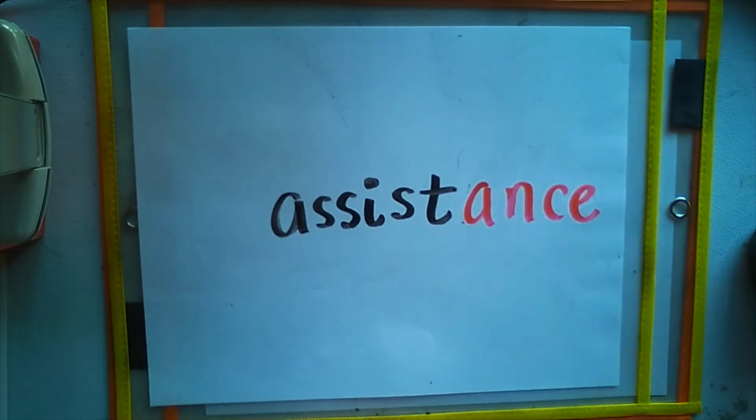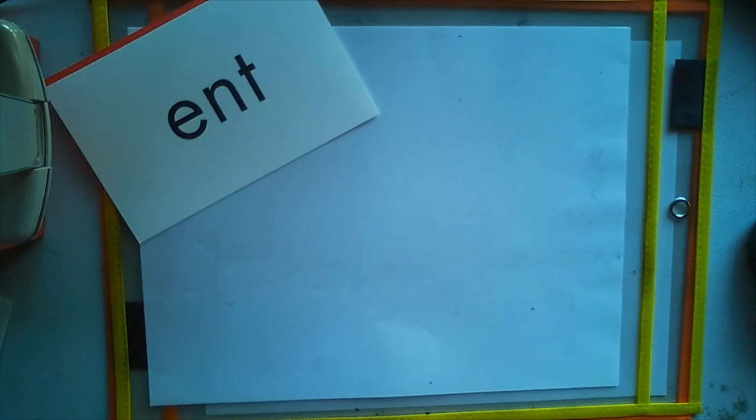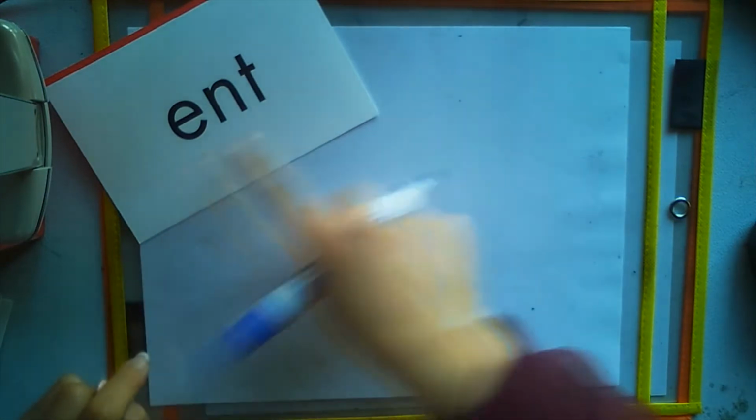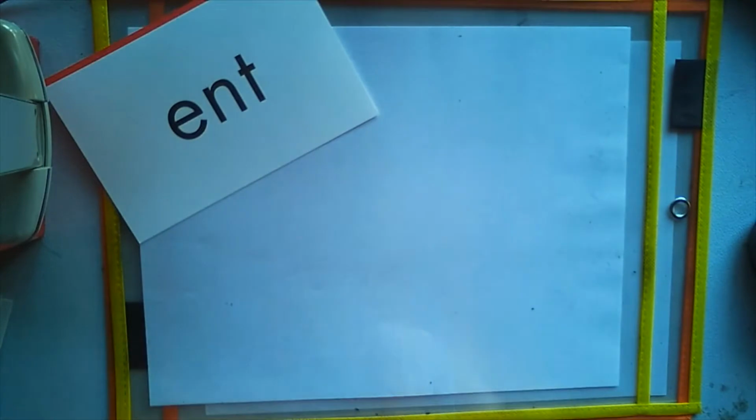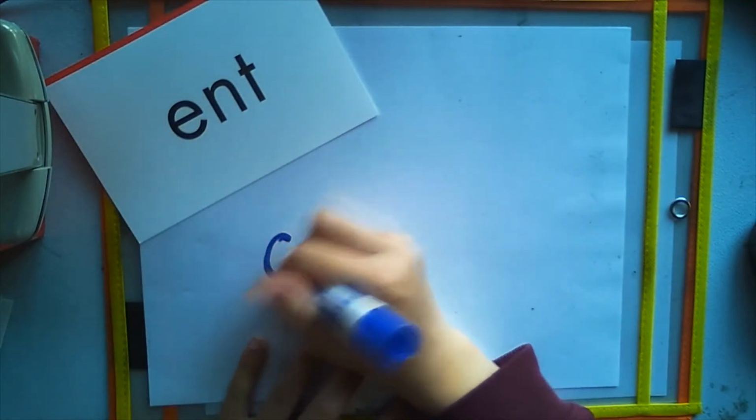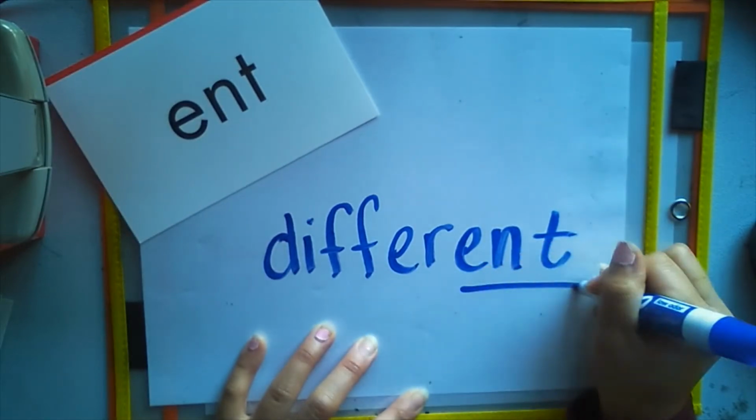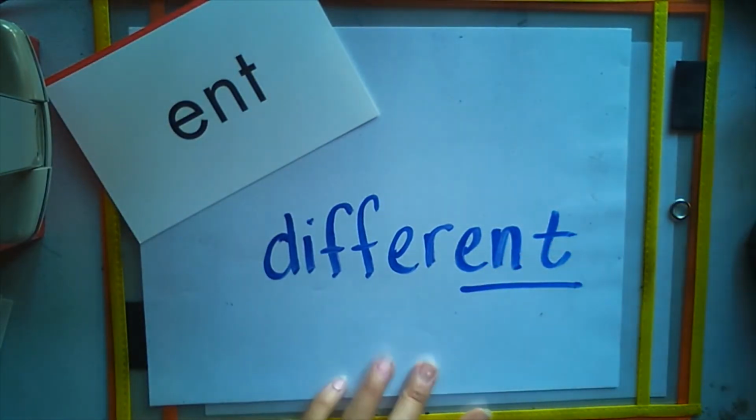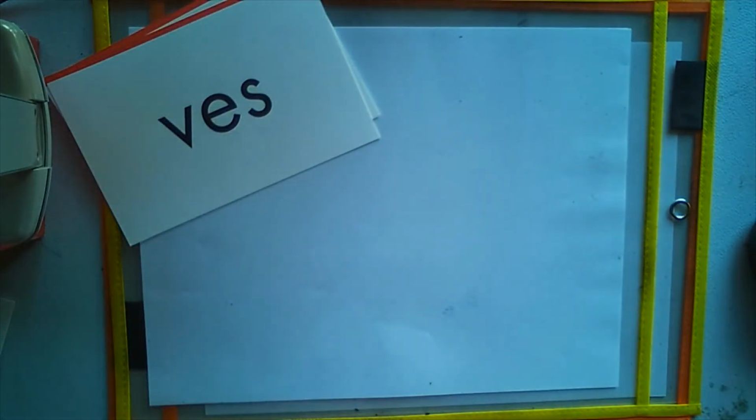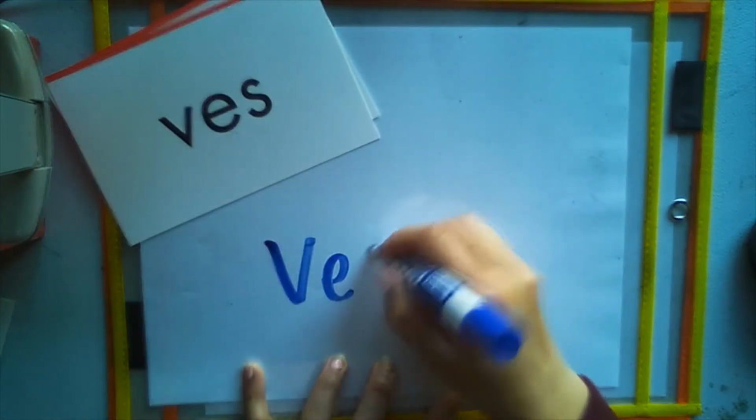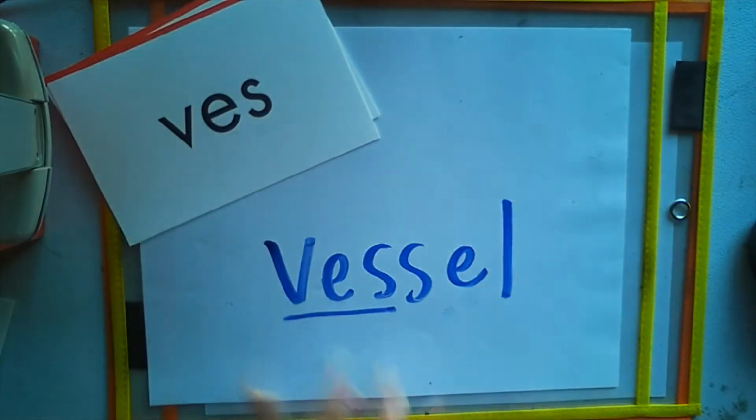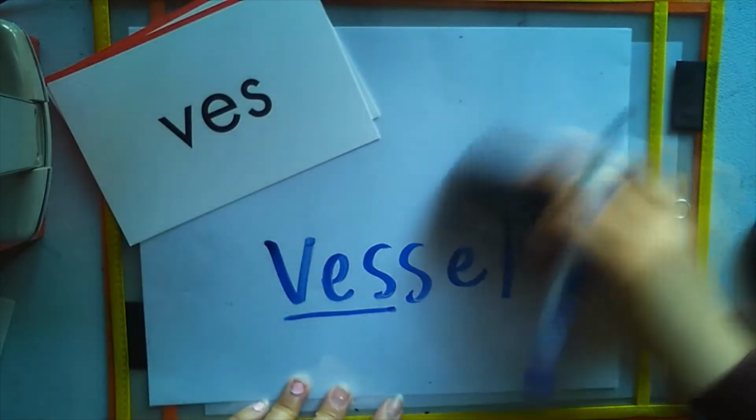Let's move on to our sight syllables. First sight syllable, ent. Read, ent. Again, ent. Kind of like different. Great job. Moving on. Read, ves. Kind of like vessel. Great job. Moving on.